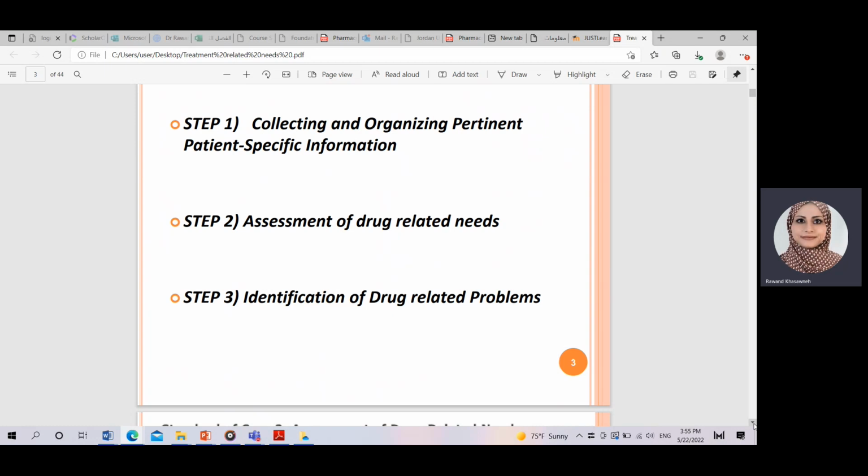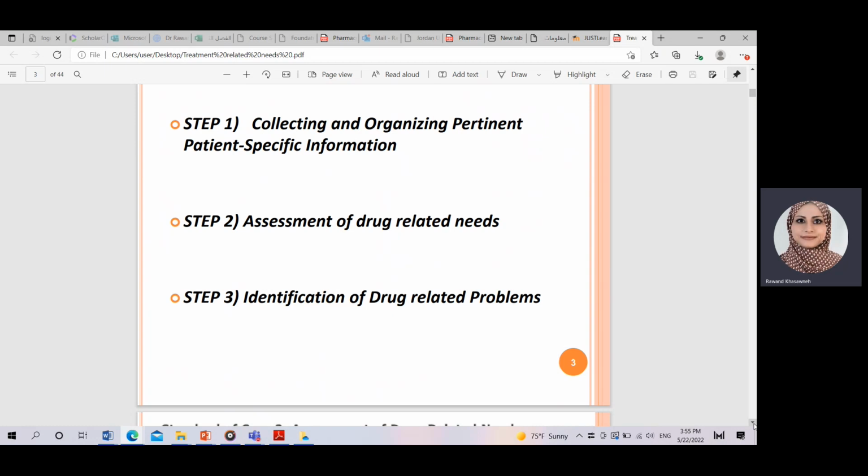So how can we get and collect pertinent patient-specific information? We can get such information from the patient via self-reporting, or sometimes if the patient, for example, is severely ill or unconscious or not able to provide sufficient and reliable information, we can get the information from the relatives or the family members.